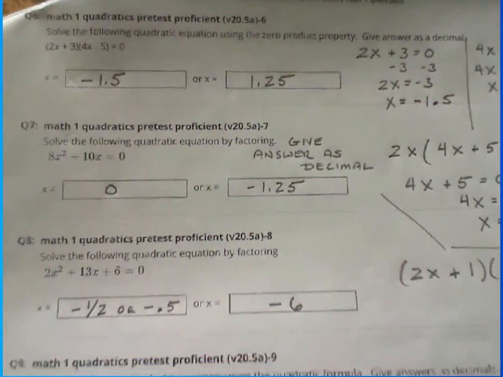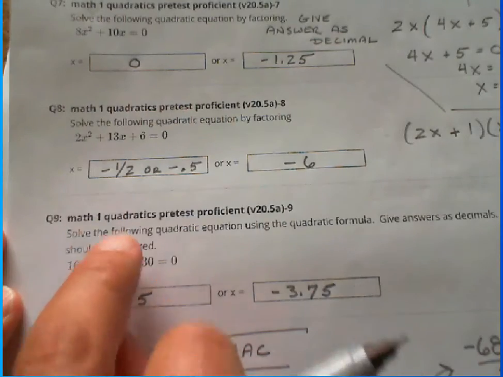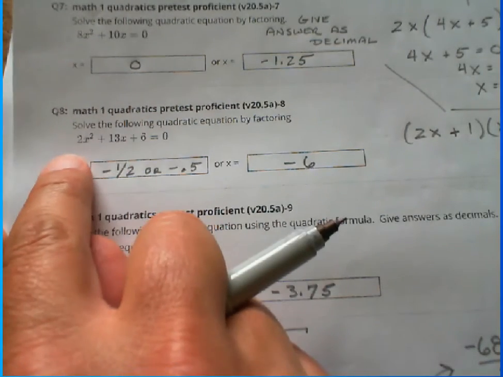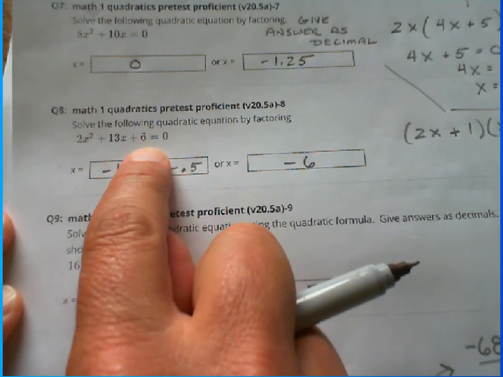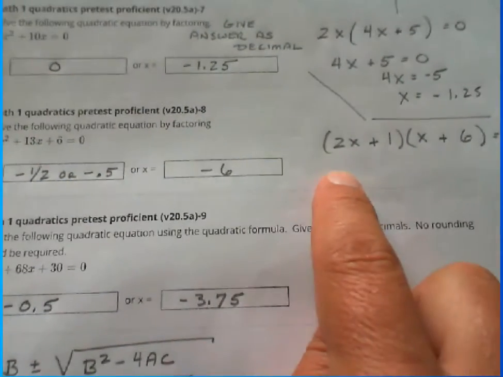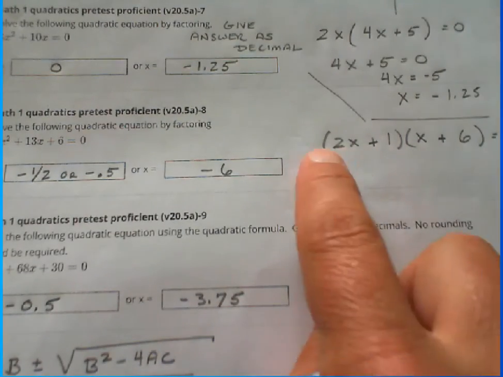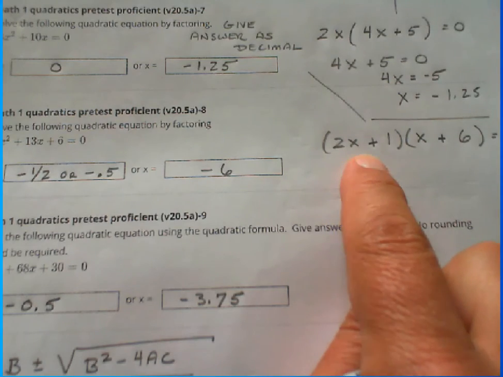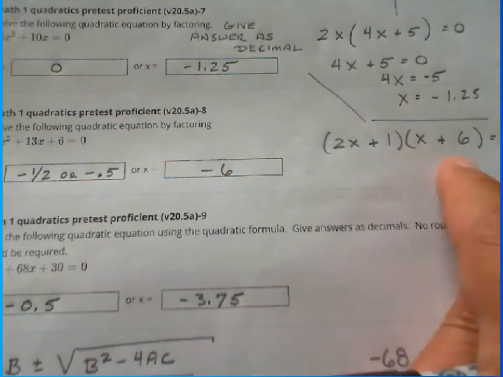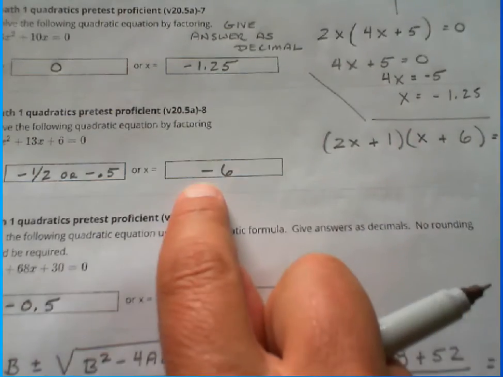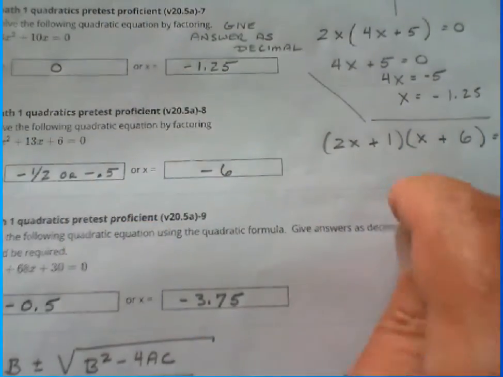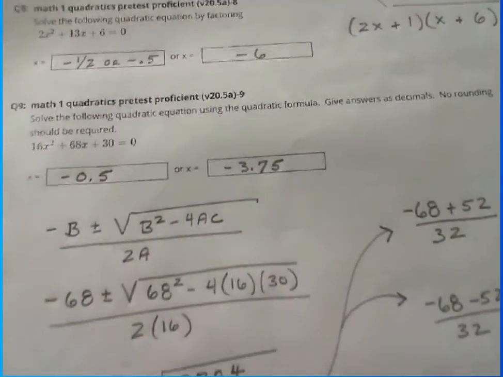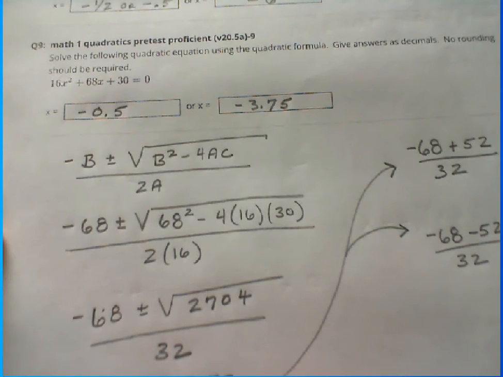That was number 7. Number 8, same idea. I factor it, and then use zero product property. So right here, I factored it. What makes this piece go to 0? -1/2 makes it go to 0. What makes this piece go to 0? -6 makes it go to 0. Factor it, zero product property.